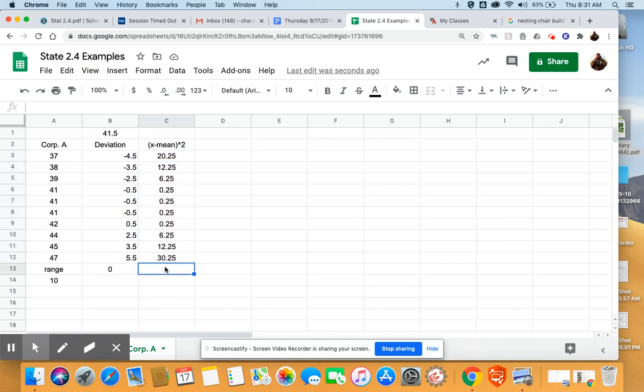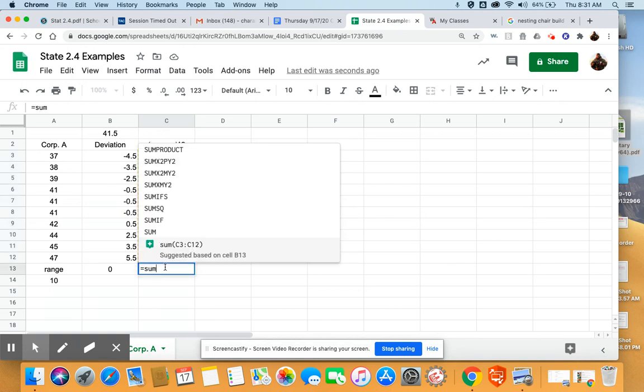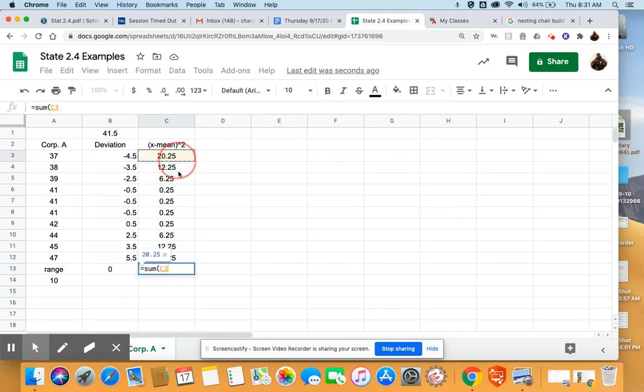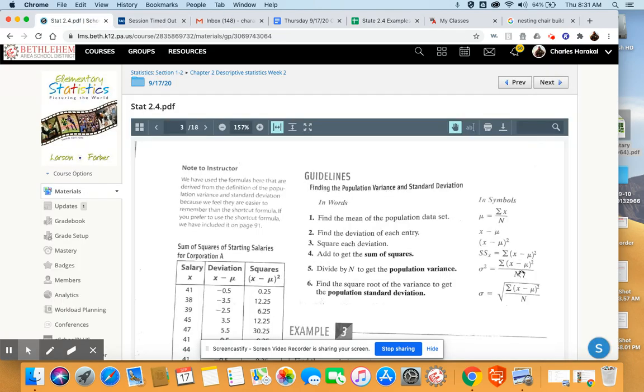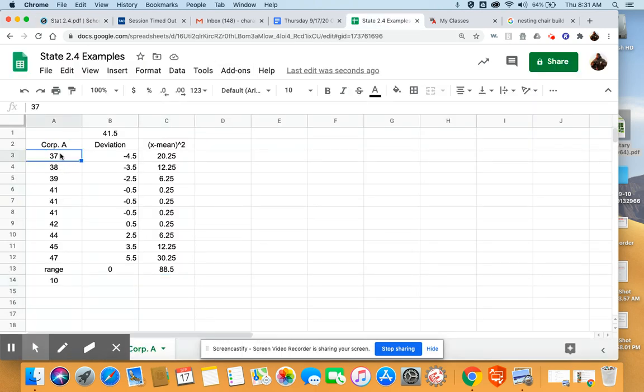Okay, we know how to do that. Come down here to the bottom. We'll type equals the sum. Highlight the numbers above it. It gives us this number, 88.5. That's the sum of all these variations or deviations squared. Our next step is to take that sum that we just found and divide it by our population size. Okay. We've got 1, 2, 3, 4, 5, 6, 7, 8, 9, 10 numbers.